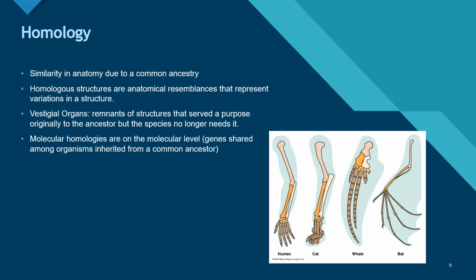Then we have vestigial organs, which are remnants of structures that did serve a purpose originally to the ancestor, but it's no longer needed. So there's lots of things like that. Sometimes people like to think of how originally babies used to have that webbing in the middle of your fingers. So if you spread your fingers apart, you can see you have that webbing, especially near your thumb and your pointer finger. And that it used to be a lot more, and it's just been cut down over the years because humans don't really need it anymore.